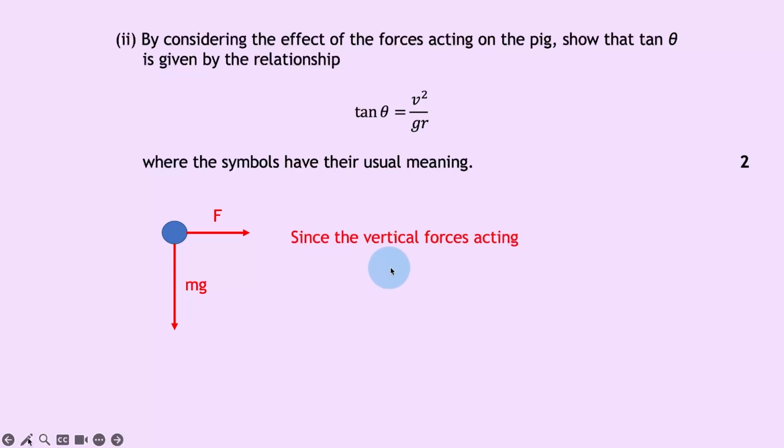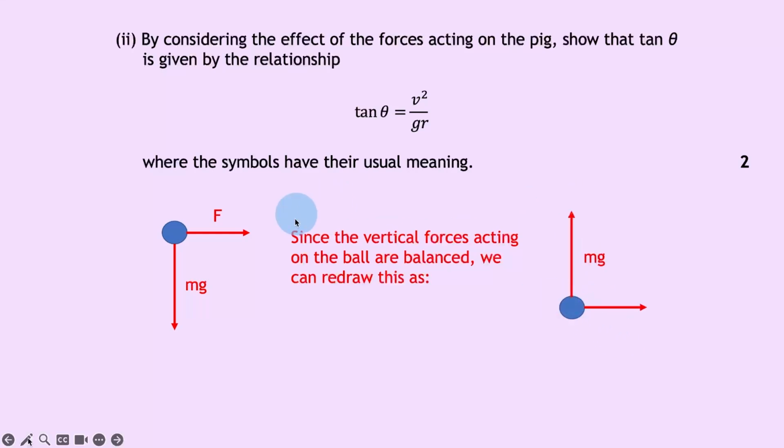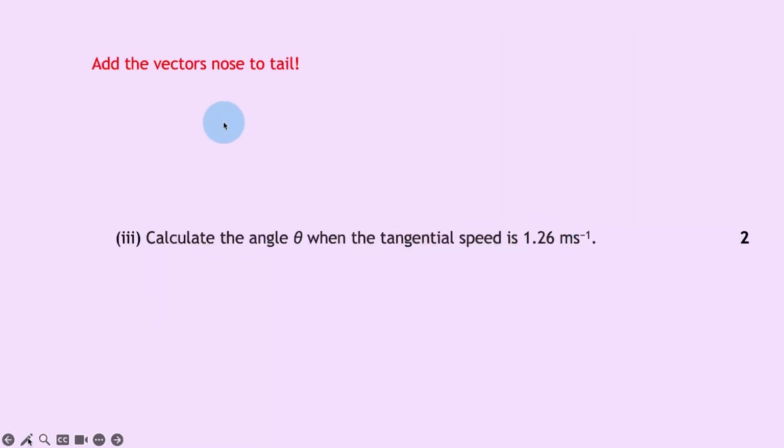And we can then say that since the vertical forces acting on the ball are balanced, then we can redraw this as mg going up the way. So we've got mg there, and the force F is still going to the right. And that's us saying that this upwards force mg is balancing this downwards force mg. And now what we can do is add the force vectors nose to tail.